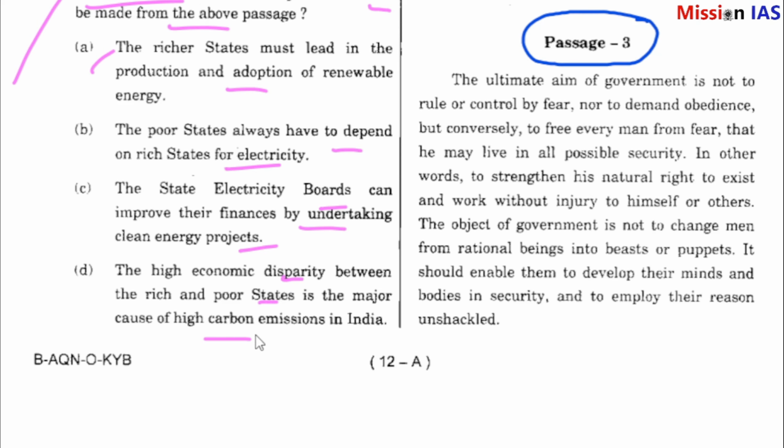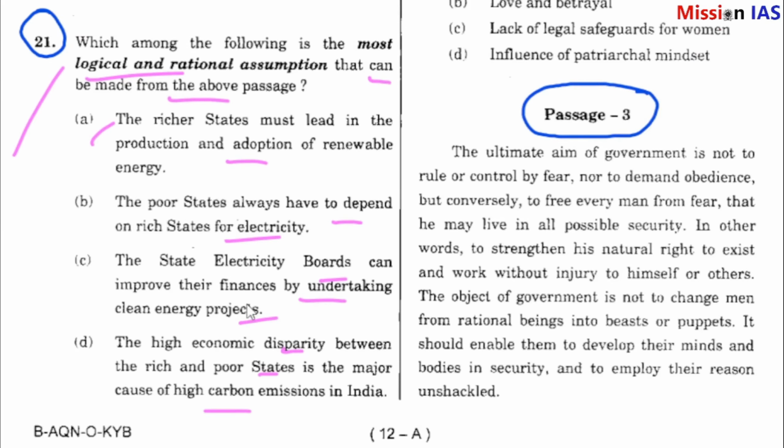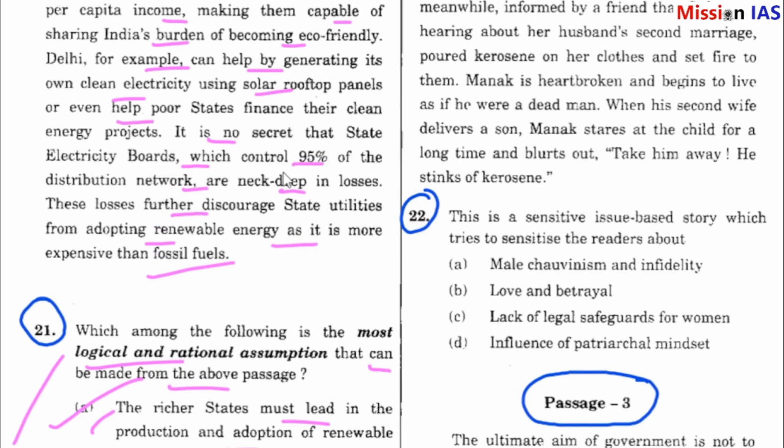So answer is very easy. If you carefully read the passage, you can very easily understand what is the main assumption. The richer state must lead in the production and adoption of renewable energy. This is the one more major highlight.